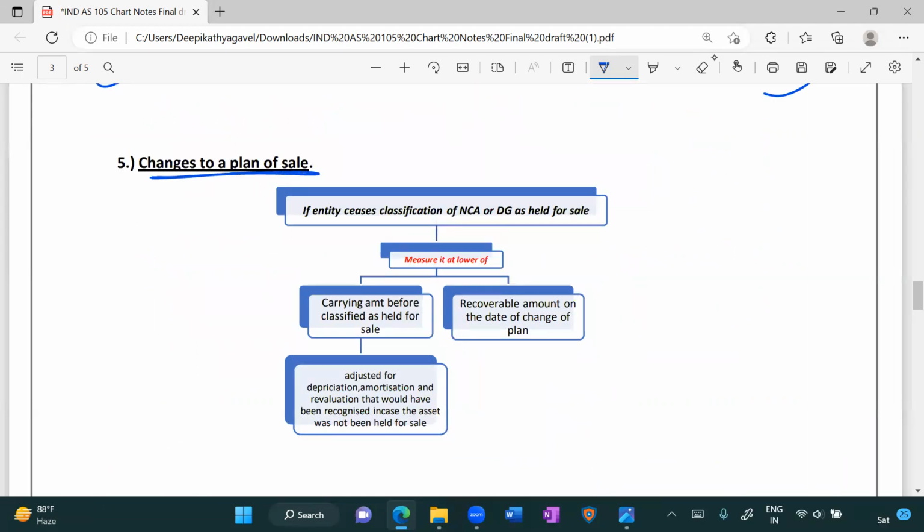Next is, if there is a change to a plan to sell. There was a plan to sell that asset, right? So that's why you classified it under 105.